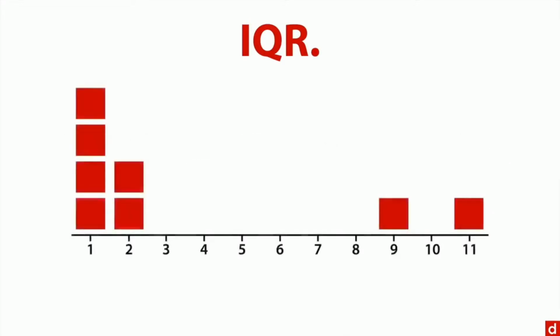So let's go to our distribution here. First thing we're going to do is we're going to throw away the two highest scores. There they are. They're grayed out now. And then we're going to throw away two of the lowest scores. They're out there. And then we're going to get the range for the remaining ones.